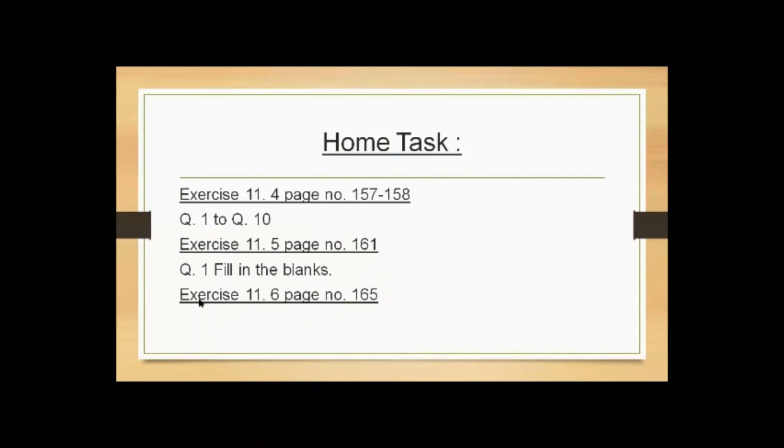Third one is exercise number 11.6, page number 165. Only do question number 1. Recognize and name the following pairs of angles. On that page, they are making some angles. You put your protractor there, recognize and measure that angle, and name that angle at the end.